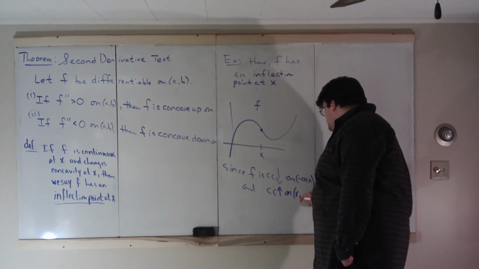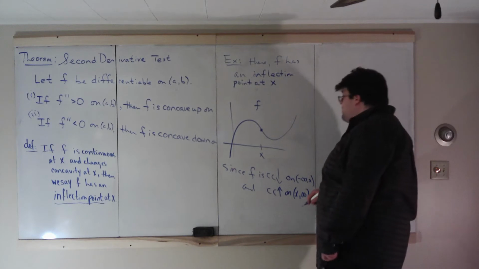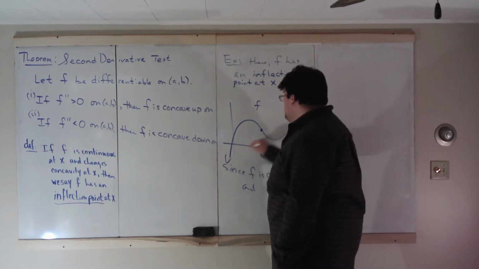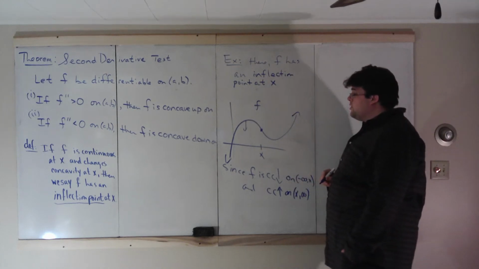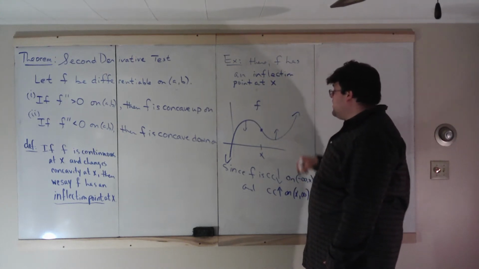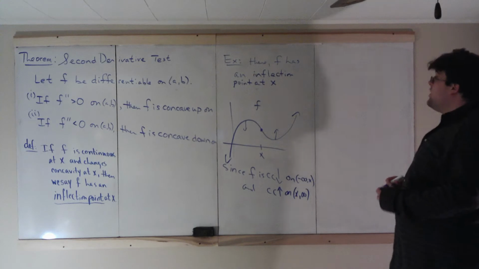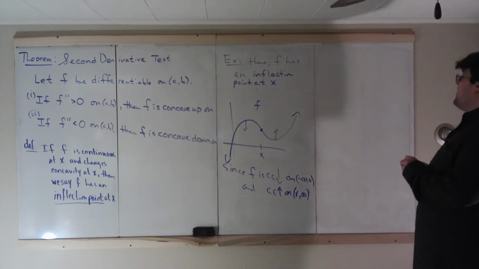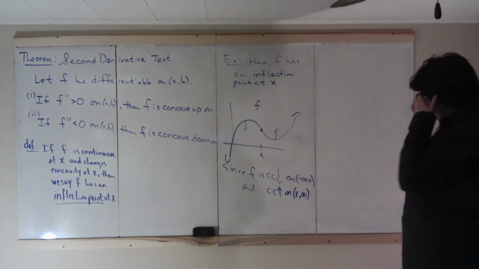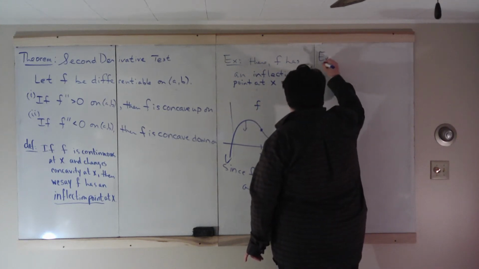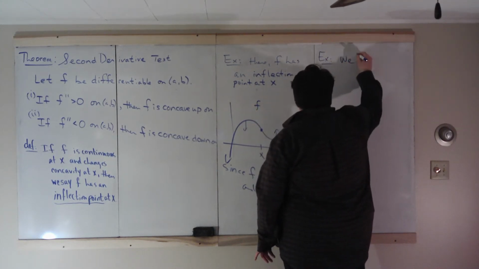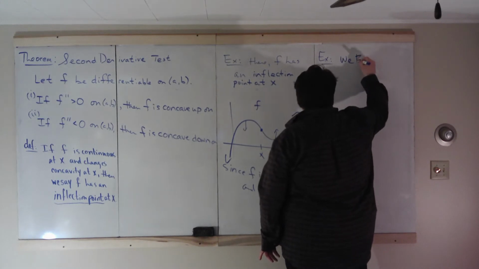Why is it concave down over there? Well, we can see it's concave down by looking at the caved-in portion that's pointing down. Here, the caved-in portion is pointing up. So here, f has an inflection point at x. Now, why do we need that assumption that it's continuous in order to define that?